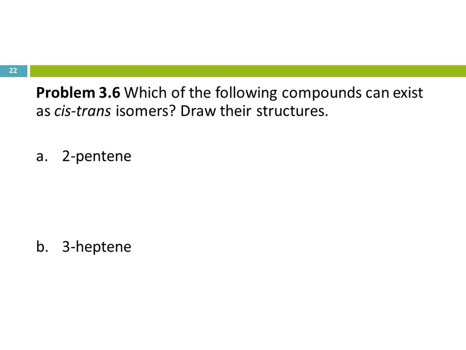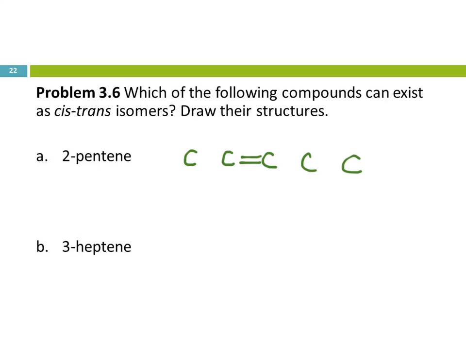So which of the following compounds can exist as cis-trans isomers? Draw their structures. Well, we kind of just have to start drawing to figure this out. I wouldn't expect you to look at the name and be able to figure it out. 2-pentene. 5 carbons, right? 1, 2, 3, 4, 5. And the double bond is between the second carbon and the third carbon.